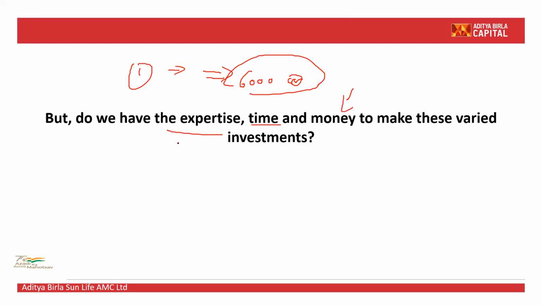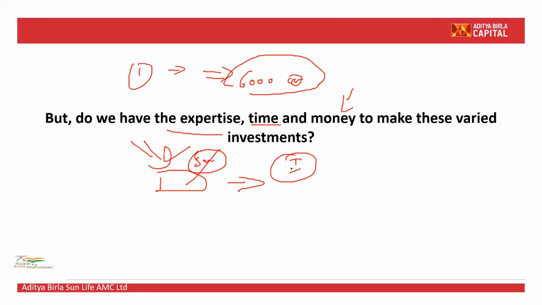One is expertise, because I'm already working somewhere, I'm earning my salary. I don't tell you that you should be taking out time from this and then doing this part, because you are an expert in this, you should be focusing on this. Somebody else is an expert in investment, let him do that, so that he can give you better returns.